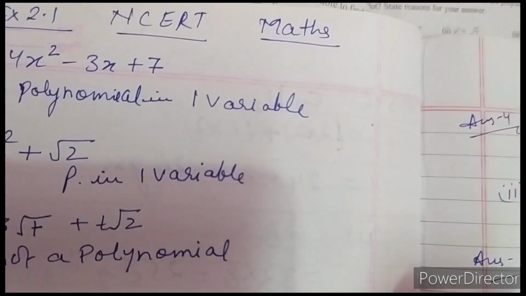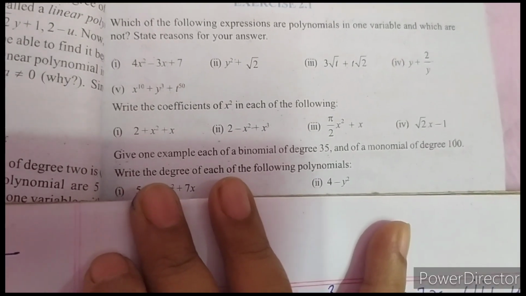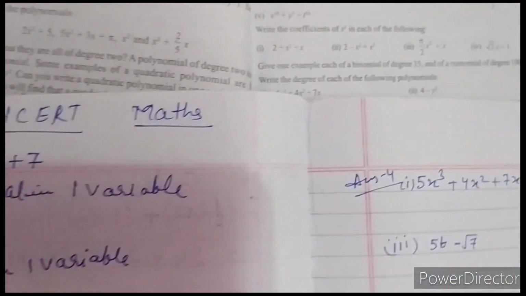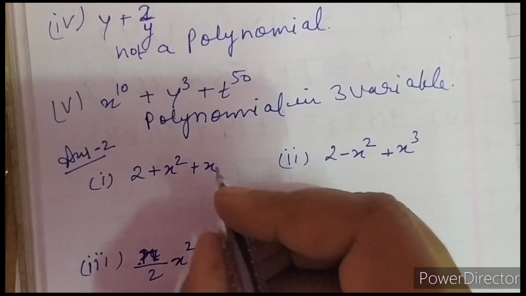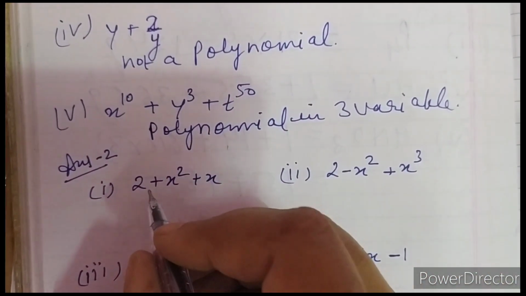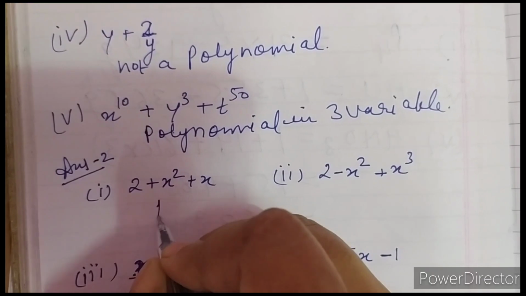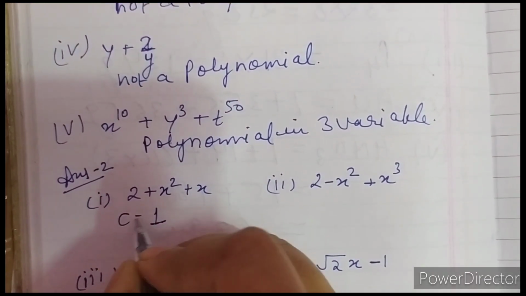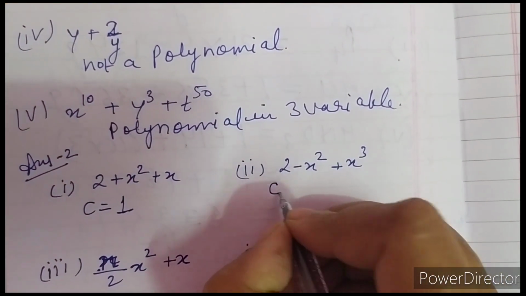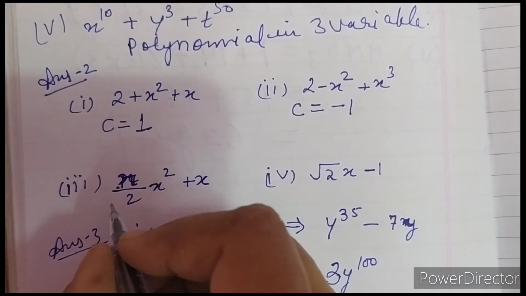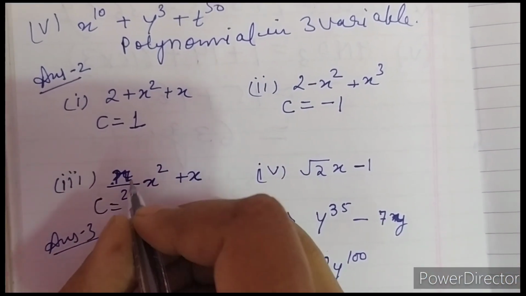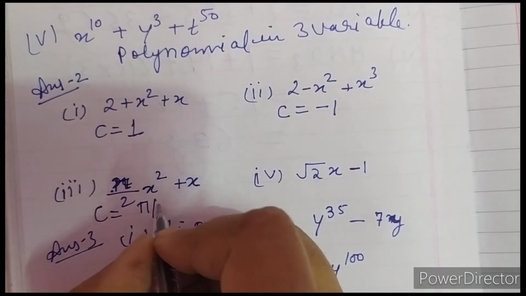Next question, question number 2 is, write the coefficients of x square in each of the following. So the number written with x square is termed as the coefficient of x square. In this case, answer number 1, the coefficient of x square is 1 here. In the second case, the coefficient of x square is minus 1 here.